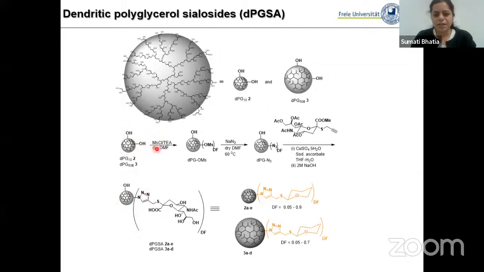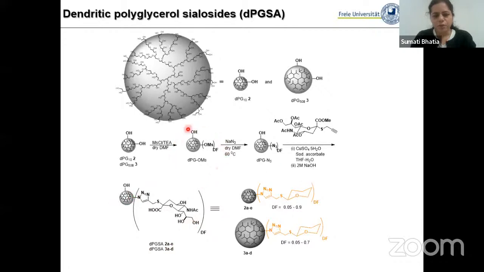The first step is the mesylation. And mesyl is a good leaving group, which can be replaced with the azide by reaction with sodium azide. And then we do a click with the sialic acid, propargylated sialic acid, which can be prepared in 6 steps of synthesis. And then one can do copper assisted click to form these dendritic polyglycerol sialosides.